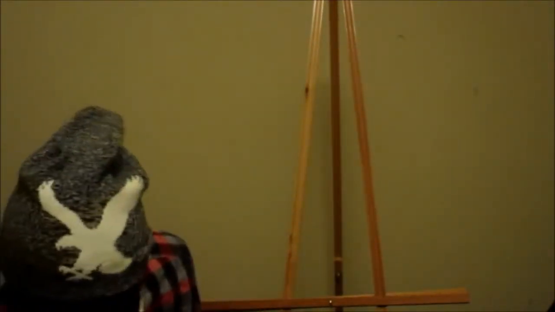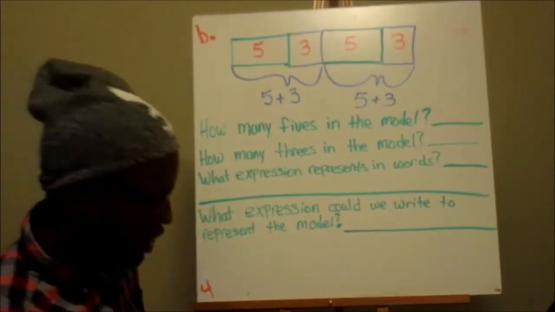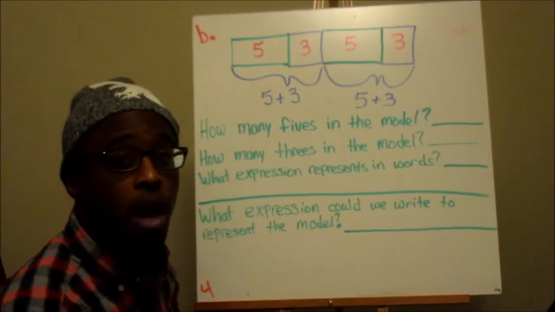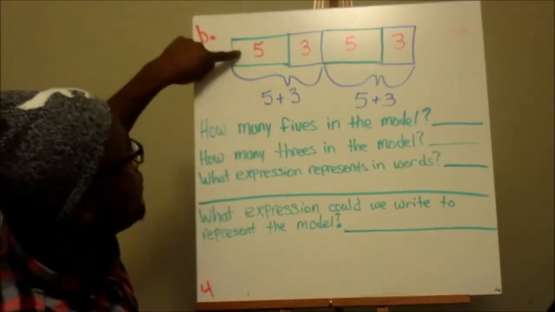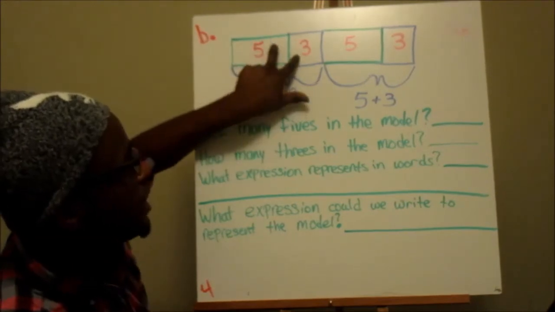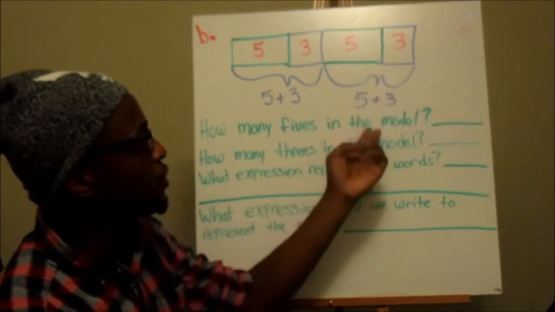We can look at the same expression. Let's look at the model in B. So this is B on your sheet. If we look at this model, it's very similar to the model from A. So we have 5 and 3, which when we combine them together would be 5 plus 3, so that'll get you 8. And we have another set of 5 and 3, so 5 plus 3, which will also get you 8.